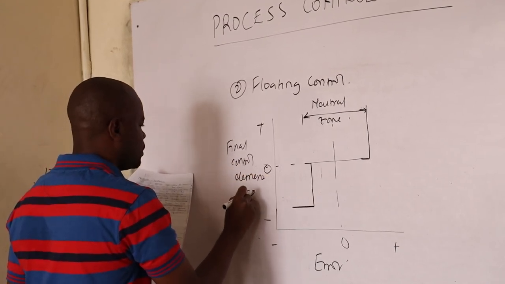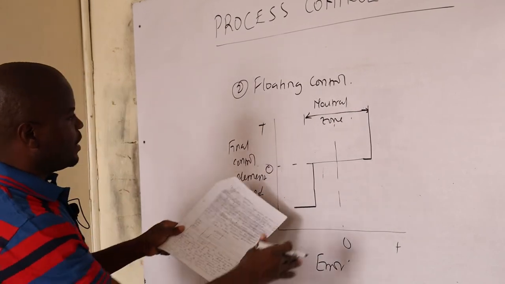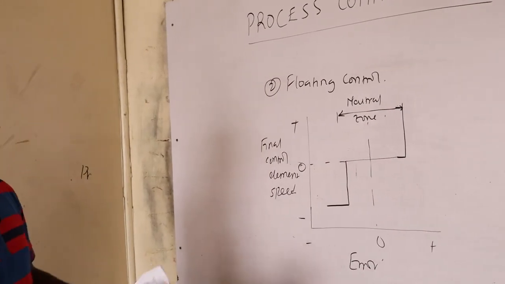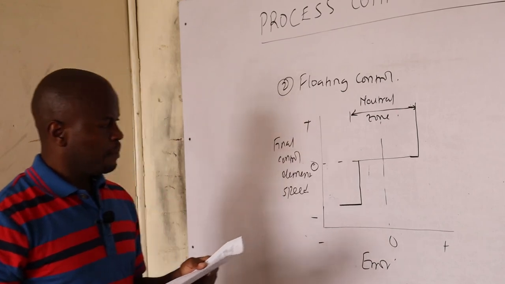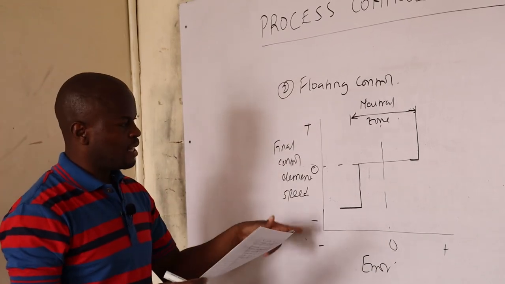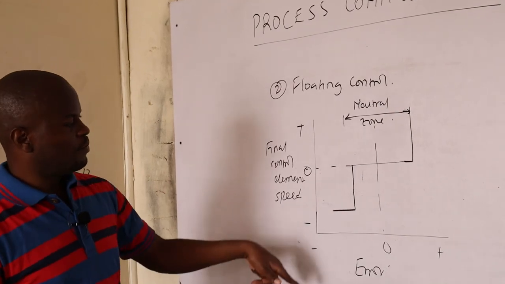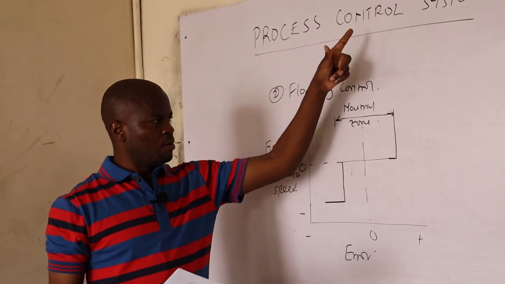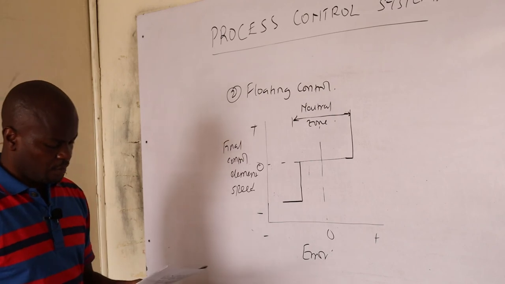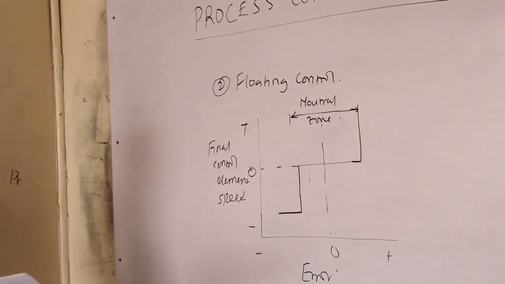So what you can see is that whenever it is within the neutral zone, just as we said, it remains stationary. But when it goes outside the neutral zone, it goes to the extreme ends, depending on the sign of the error. If it is positive, it goes in that direction. If it is negative, it goes in that direction.